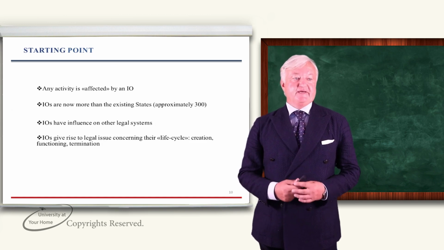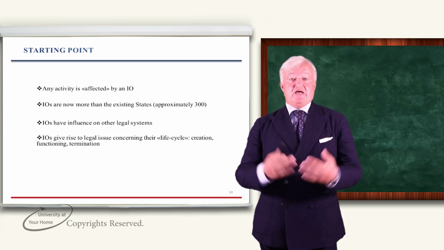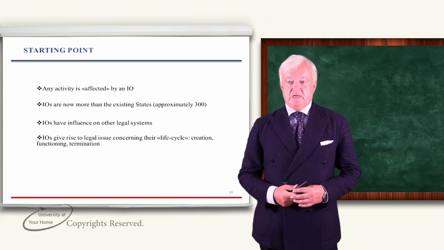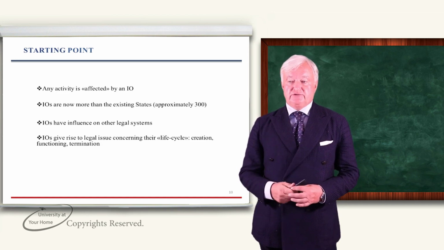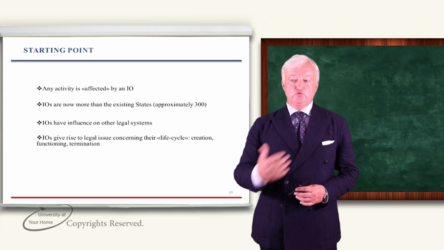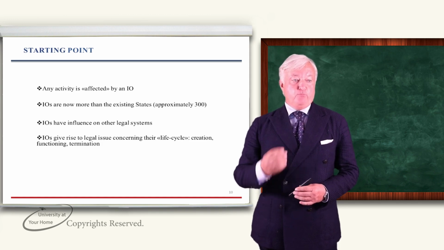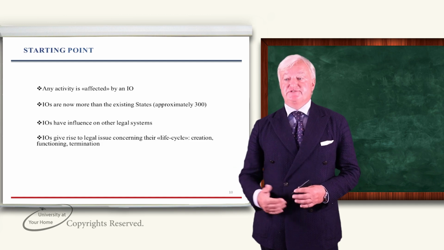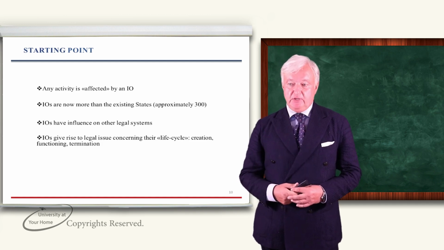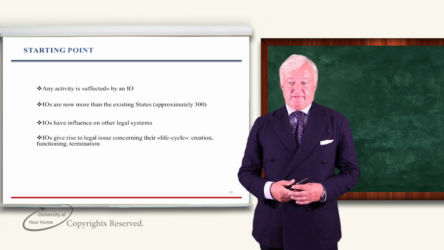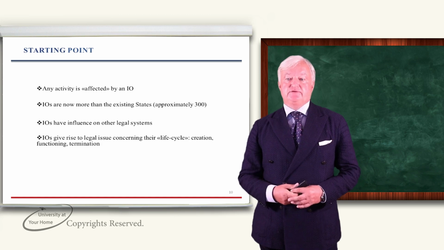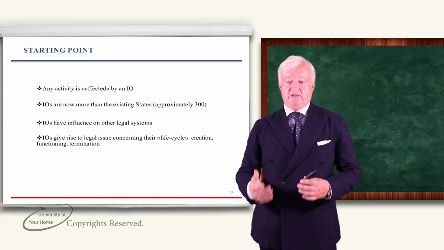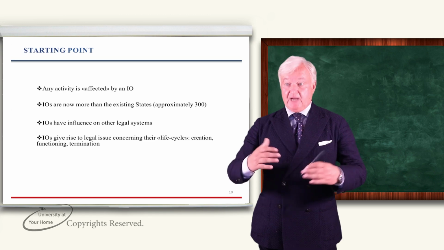Starting point. Any activity in the life of the world is affected by an international organization. So the role of the international organization is absolutely important, and now we have more international organizations in terms of number than existing states. We have approximately 300 international organizations, and it's clear that, because of the big size they have in global life, they have influence on other legal systems.